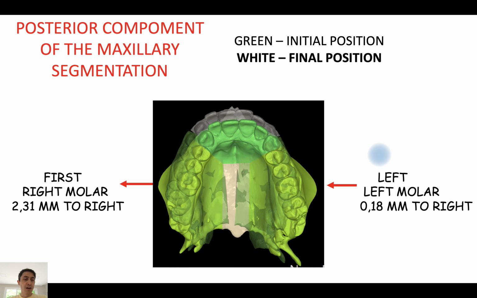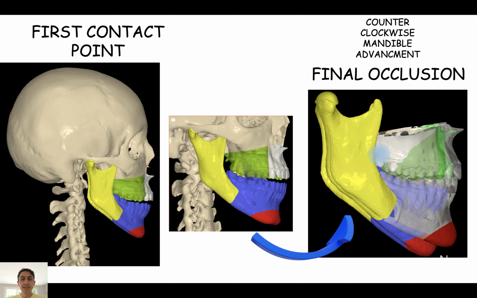The first right molar goes 2.31 millimeters to the right, the left molar 0.1 millimeters to the right. This rotational component helps a lot with the facial symmetry that you get.